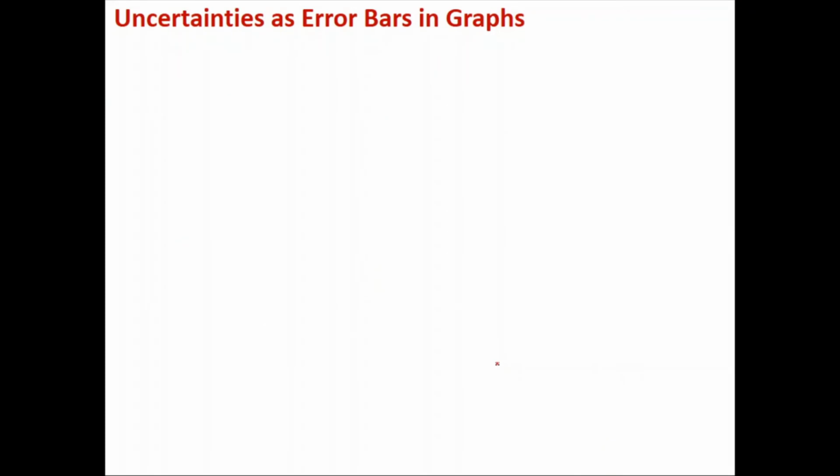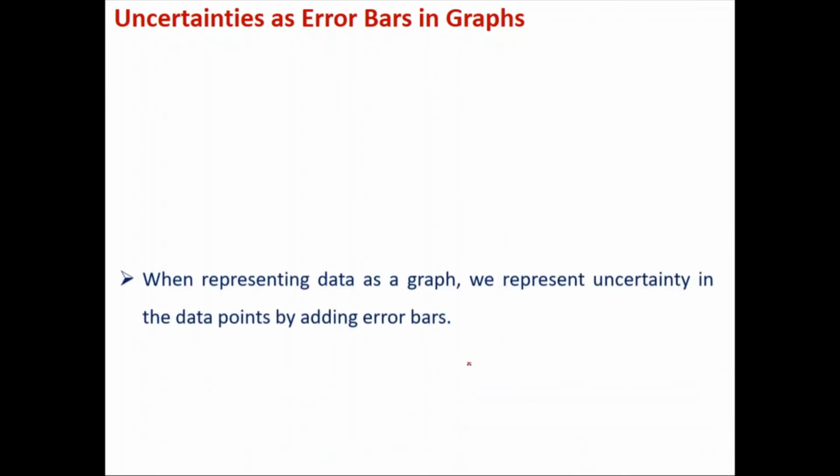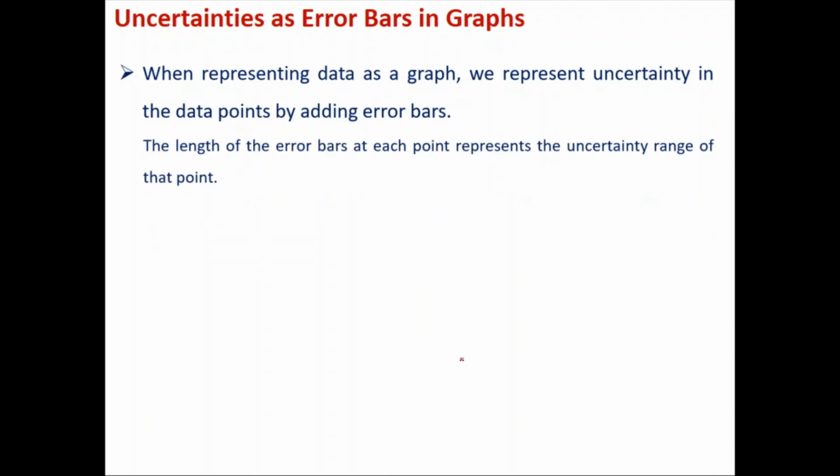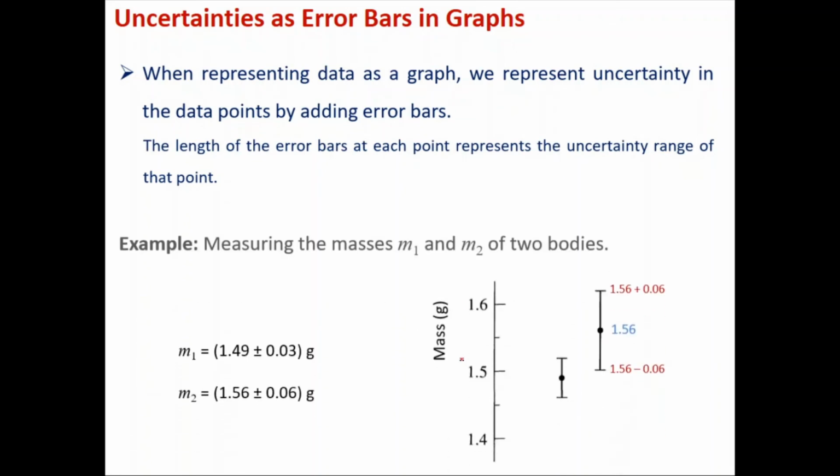And uncertainty as error bars in graphs. When representing data as a graph, we represent uncertainty in data points by adding error bars. The length of the error bars at each point represents the uncertainty range of that point. So for example, we are measuring two masses, M1 and M2, and we have measured the M1 as 1.49, and this is the uncertainty. Here is the second measurement. This is the uncertainty in the second measurement.